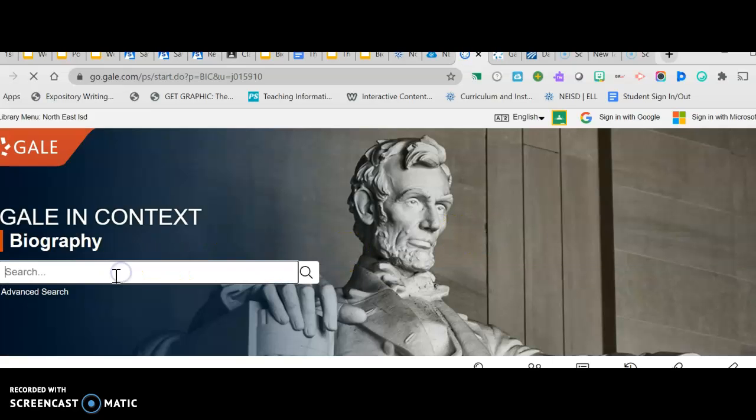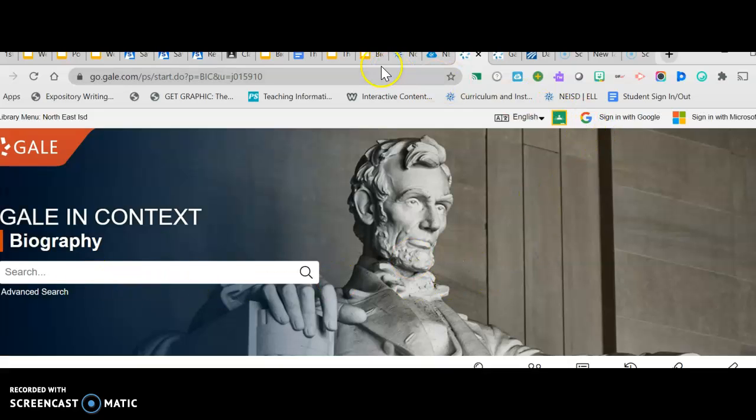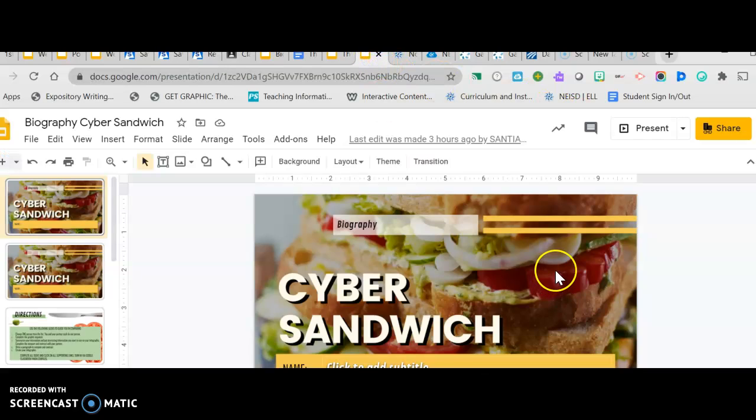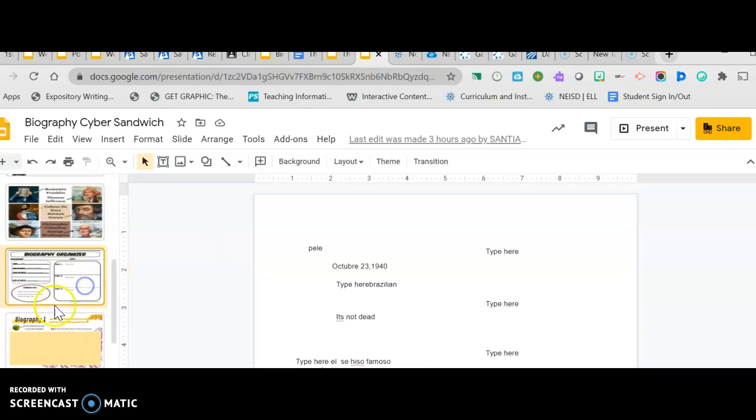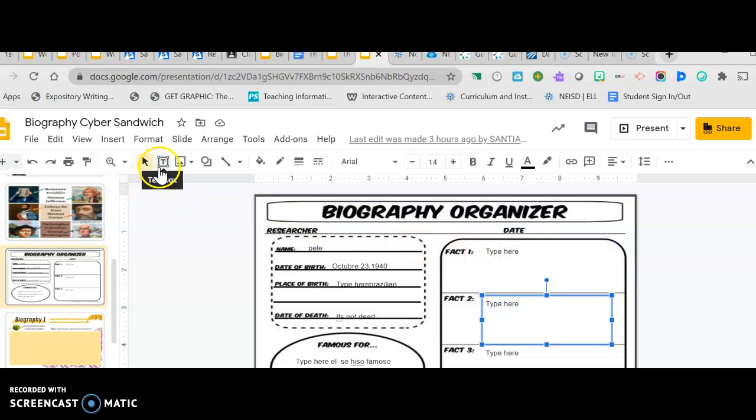Okay, you're going to search right here. Vas a elegir aquí para buscar tu persona. And you're going to put the information on slide number 6. Vas a poner la información en número 6. If you cannot type, remember to make a text box. And that's what you're going to do for today.